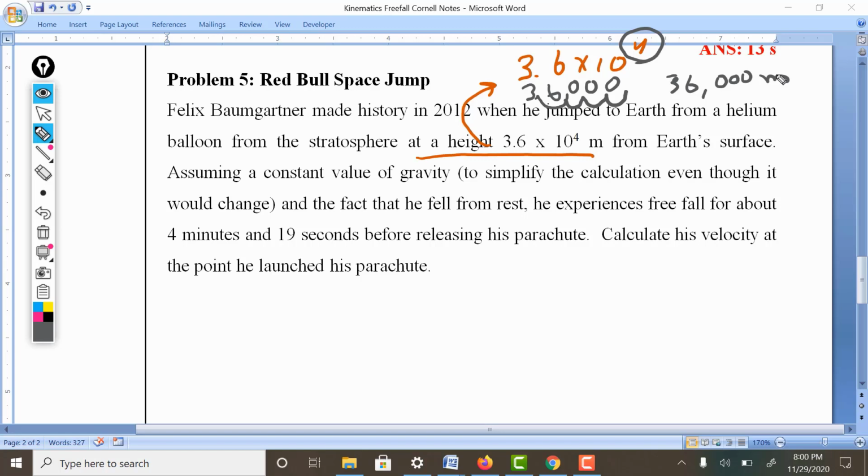Okay. Now, our answer isn't going to be exactly true because gravity, as we've discussed earlier and many times, actually changes the further you go away from the Earth's surface. So technically, gravity was a lot less from the point where he jumped at. And so as he's falling towards Earth, actually the gravity would be changing as he comes down. It would be increasing. Okay.